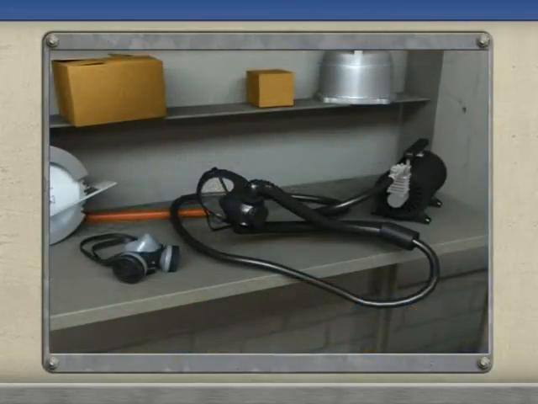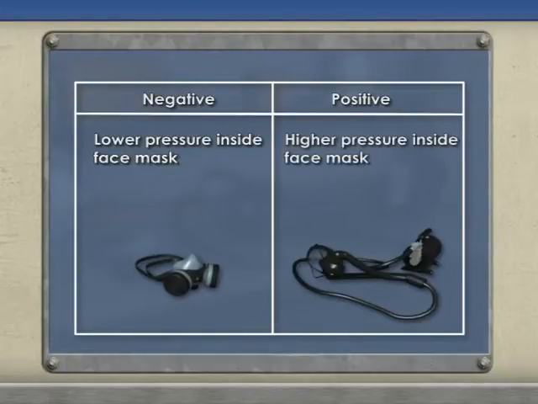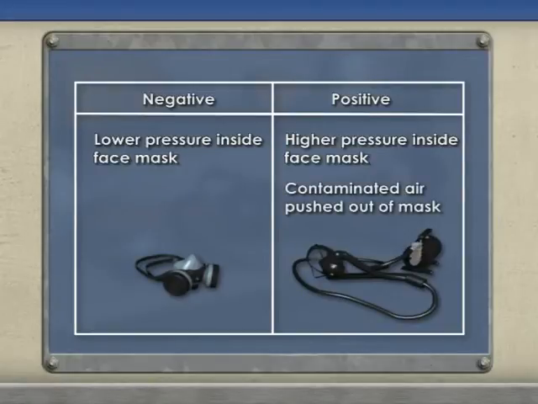Tight-fitting respirators are also classified by the air pressure inside their face mask. A negative pressure respirator maintains a lower pressure inside the face mask than the pressure outside the mask. All respirators that cause air to move through filters and into your lungs are negative pressure respirators. A positive pressure respirator maintains a higher air pressure inside the face mask than the pressure outside the mask. If a positive pressure respirator fits properly, it is difficult for contaminated air to enter the mask because of the pressure pushing out.